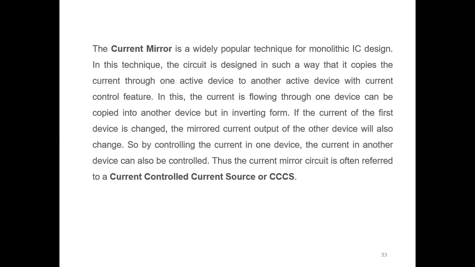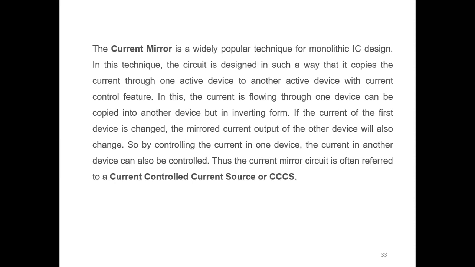So a current mirror is a general circuit which gives a constant current on the output side. That means if the input is 1 milliamp, the output will be 1 milliamp. It is used as the load or source for different circuits. So this is the basic definition of a current mirror circuit.